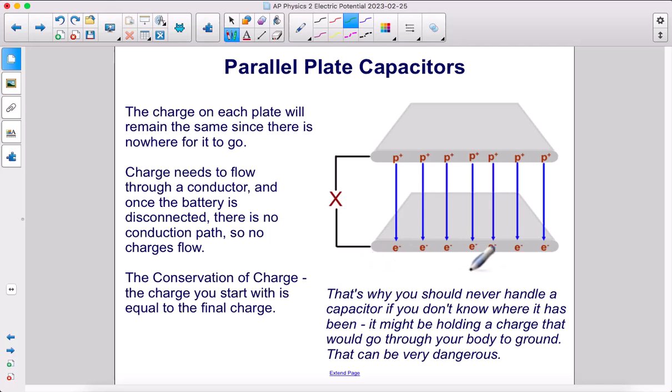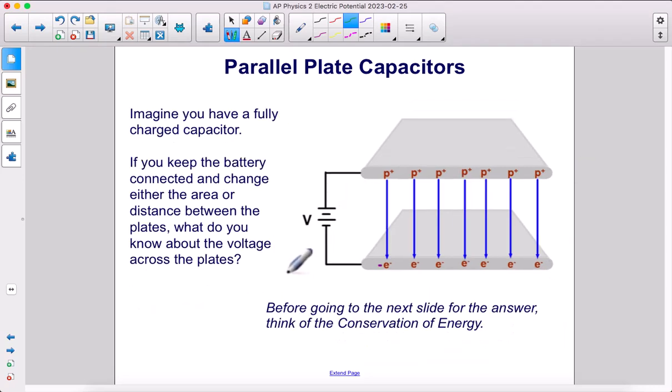And this is why you should never handle a capacitor if you don't know where it's been. It might be holding a charge that would then go through your body to the ground, which can be very dangerous. Now let's imagine another scenario.